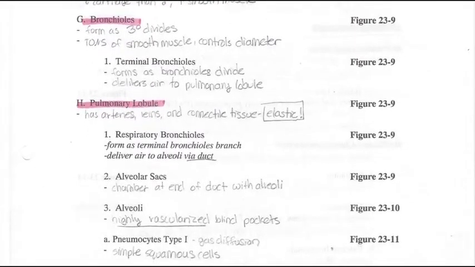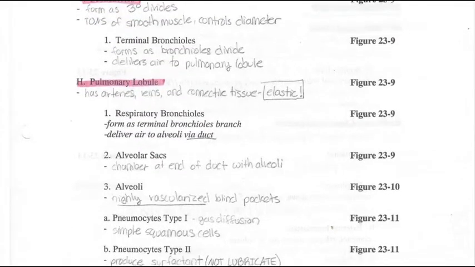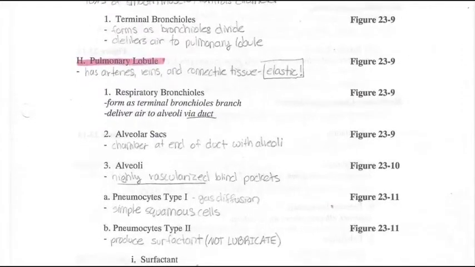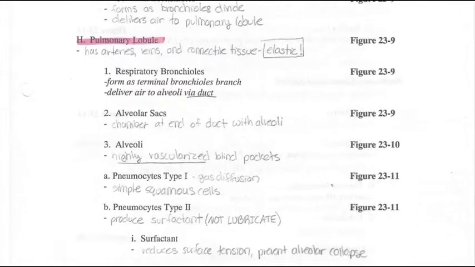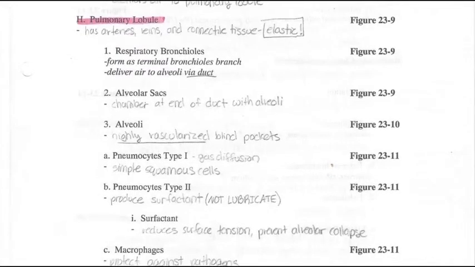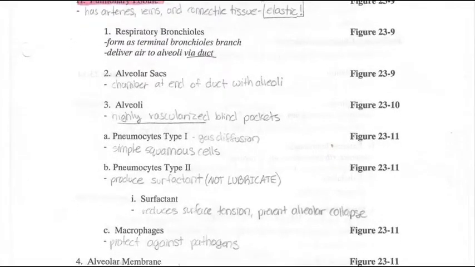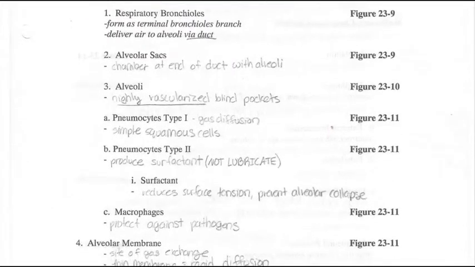H. Pulmonary lobule. This has arteries, veins, and connective tissue. It is very elastic. 1. Respiratory bronchioles. These form as terminal bronchioles branch and deliver air to alveoli via a duct. 2. Alveolar sacs. These are chambers at the end of a duct with alveoli. 3. Alveoli. These are highly vascularized blind pockets.